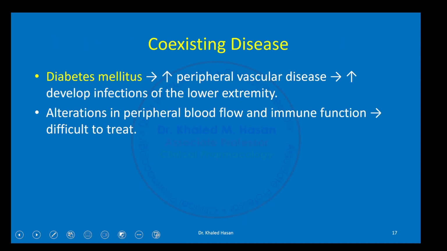Okay, coexisting disease. If the patient, for example, suffers from diabetes mellitus, this patient may be at risk of increased peripheral vascular disease, and this will lead to increased development of infections in the lower extremities. So diabetes mellitus increases risk of peripheral vascular disease, and this will lead to increased risk of infections.